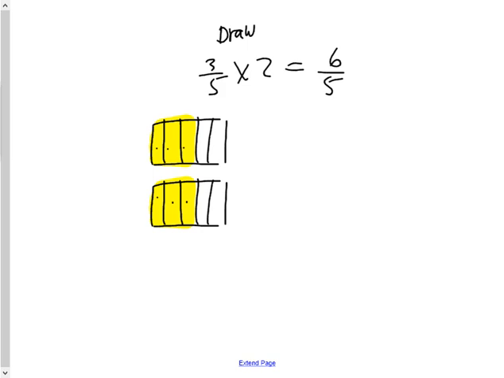But we all know that 2 is really 2 over 1, isn't it? And if we wanted to multiply the numerators, we would have got 6. And if we multiply the denominators, we would have got 5, which means your final answer is 1 and 1/5.